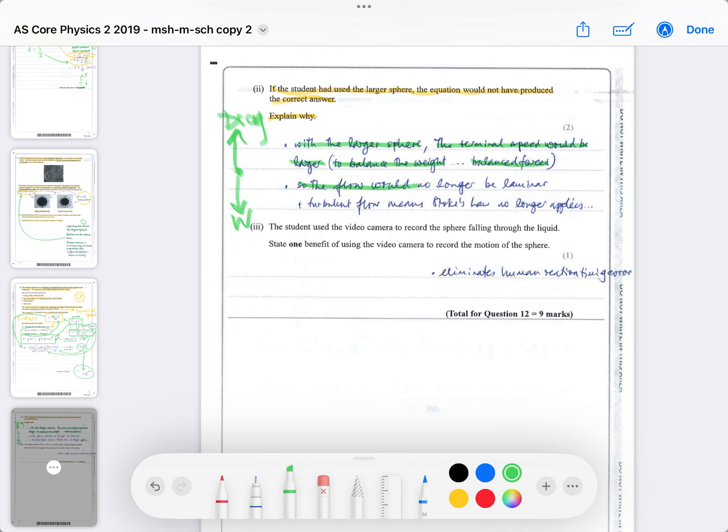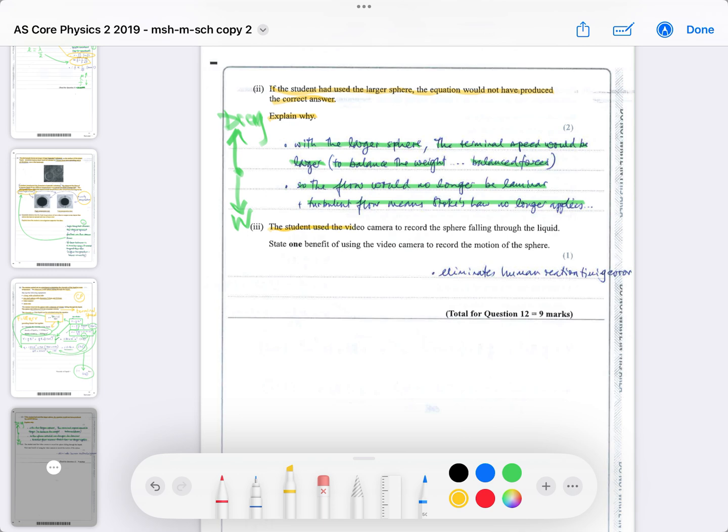So the flow would no longer be laminar at such high velocities. And turbulent flow means that Stokes' law no longer applies. And the question on the last page, they say that equation is only valid if Stokes' law applies. And Stokes' law requires spherical objects, relatively low speeds to preclude turbulence. We don't want turbulent flow. It only works with laminar flow.